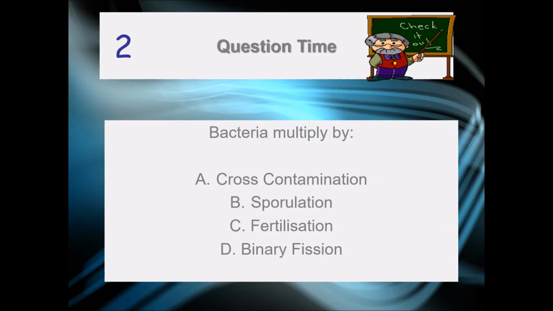Question 2. Bacteria multiply by A. Cross-contamination, B. Sporulation, C. Fertilisation, or D. Binary fission.